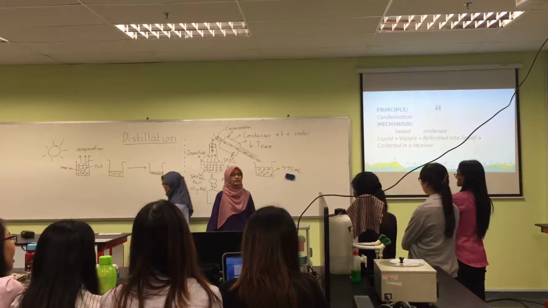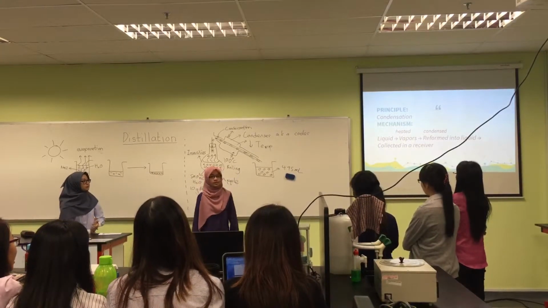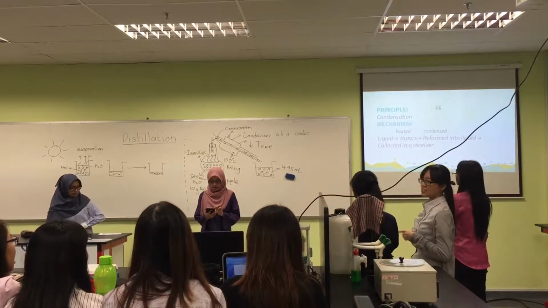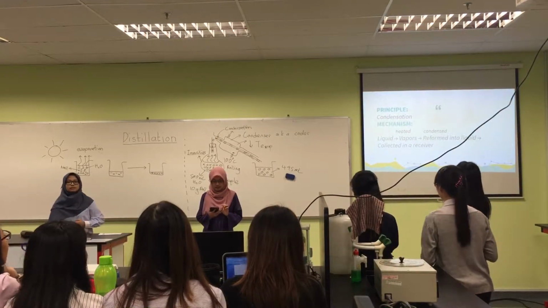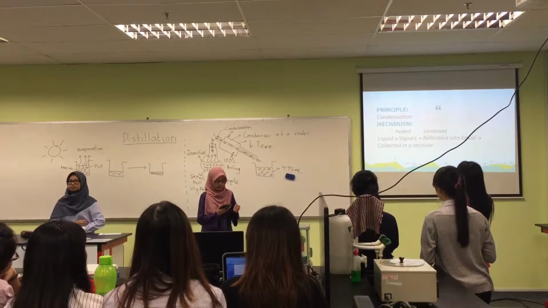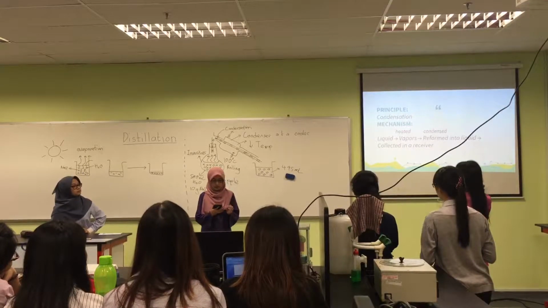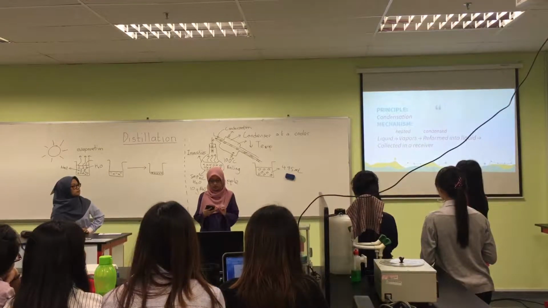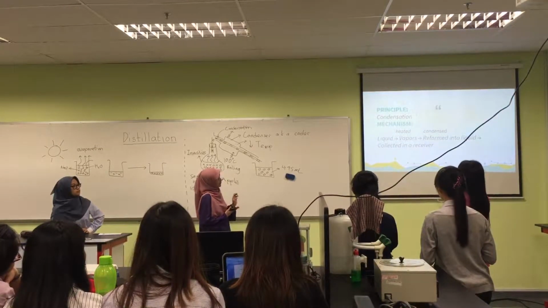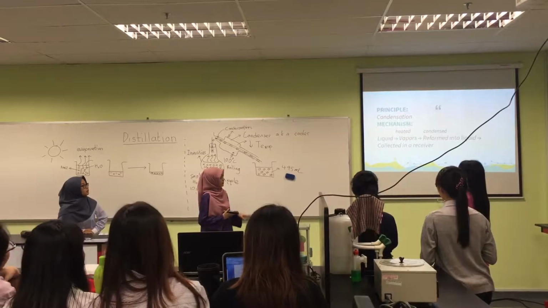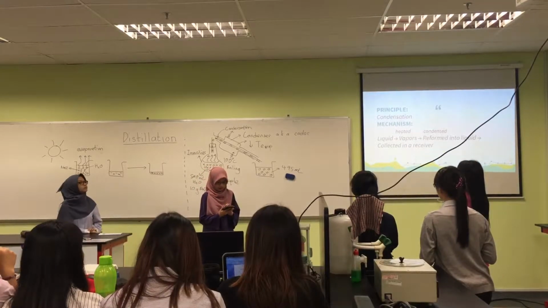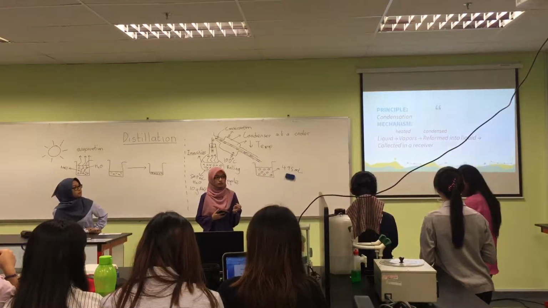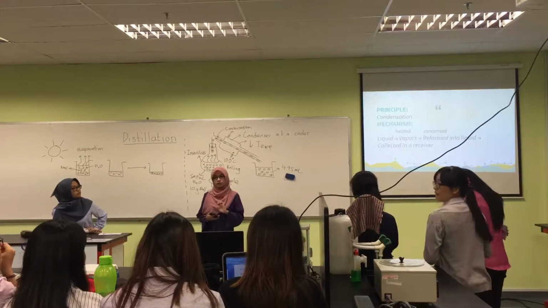Hi everyone. Now I will present about simple distillation. Simple distillation is a process of separating two different liquids that have different boiling points. But the difference between these two boiling points should be at least 50 degrees. The system applies the condensation principle. The liquid will be converted into vapors, and then it will reform back into liquid.